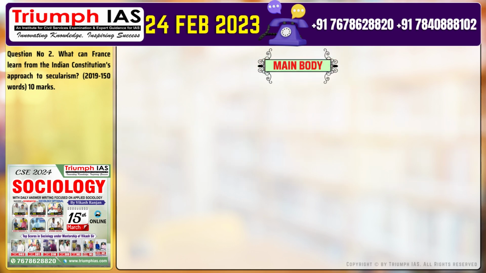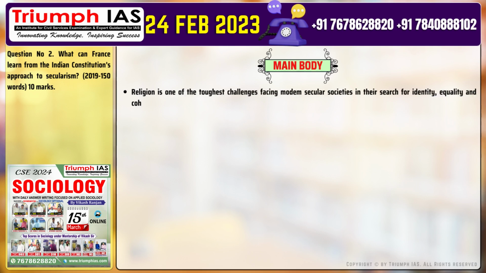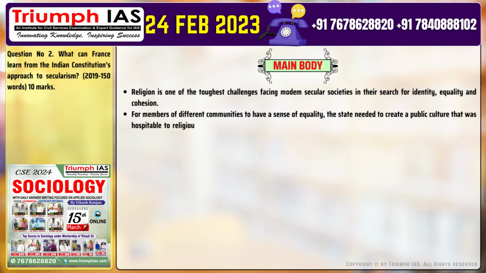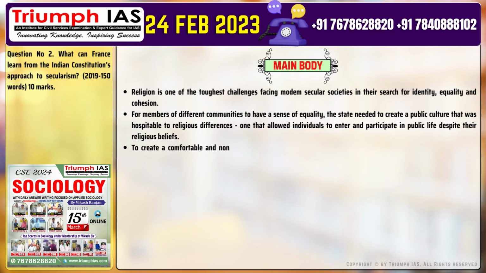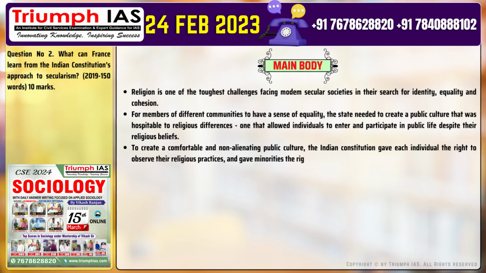Let's start with the main body of the answer. Number 1. Religion is one of the toughest challenges facing modern secular societies in their search for identity, equality, and cohesion. Number 2. For members of different communities to have a sense of equality, the state needed to create a public culture that was hospitable to religious differences, one that allowed individuals to enter and participate in public life despite their religious beliefs. Number 3.